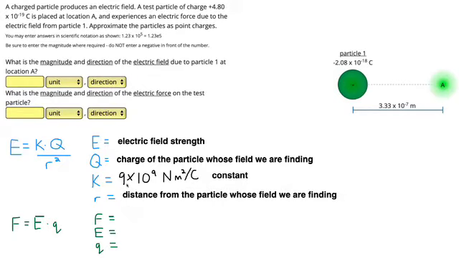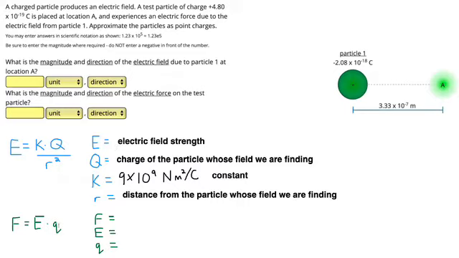So notice all these things are to do with the particle whose field we are finding. So you might have multiple particles in the question. This equation just looks at one particle at a time. It looks at the particle whose field we are finding. So that's our first equation.